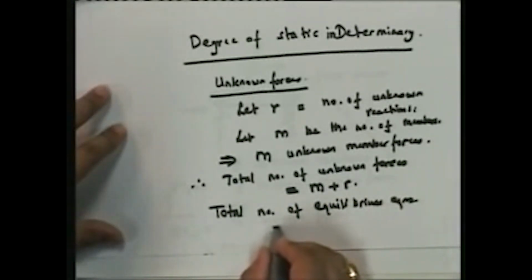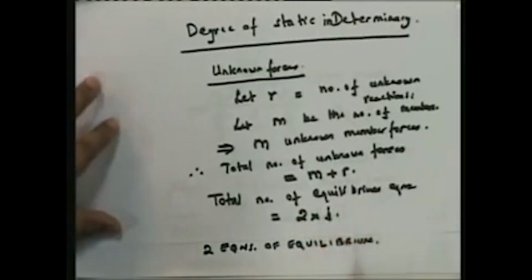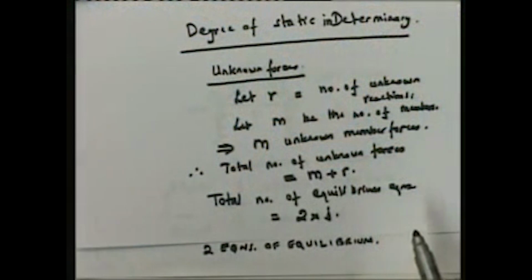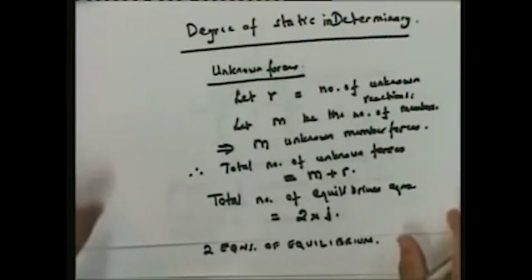Well, they have to be equal to 2 into the number of joints that you have in the structure. So I am defining J as the number of joints that you have in the structure. So the total number of equilibrium equations, since you have two independent equations of equilibrium at each joint, the total number of independent equilibrium equations is 2J. So then what is the degree of static indeterminacy?